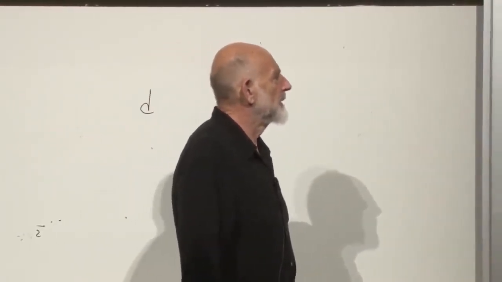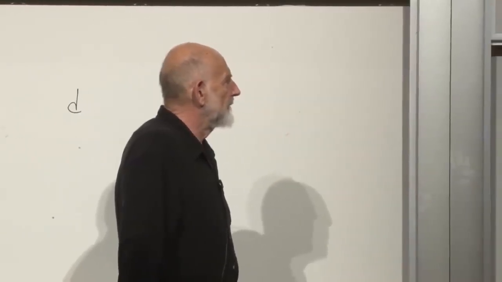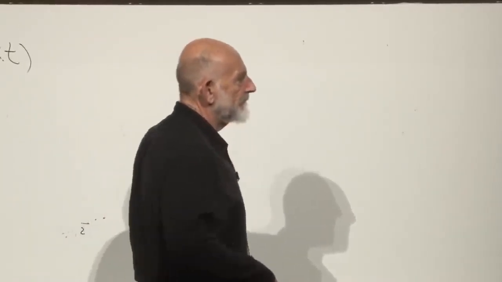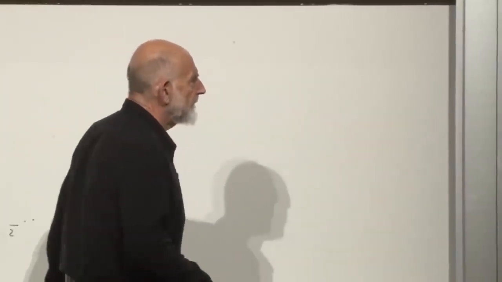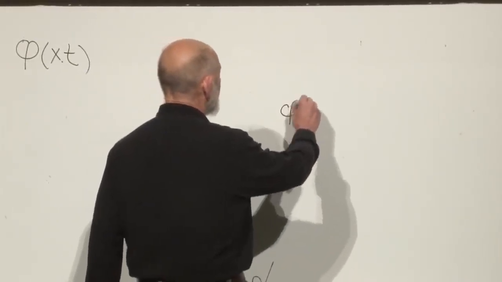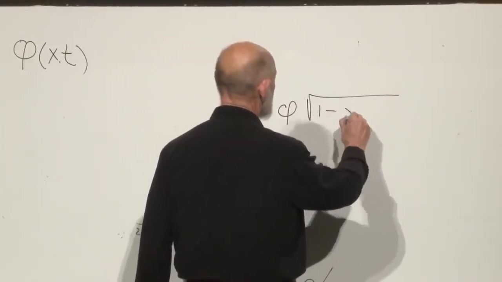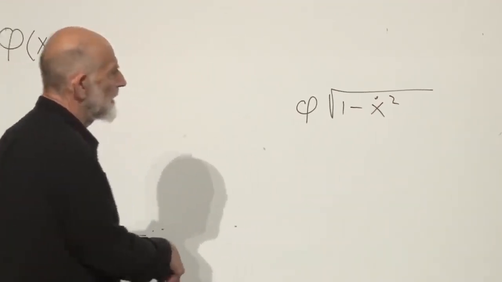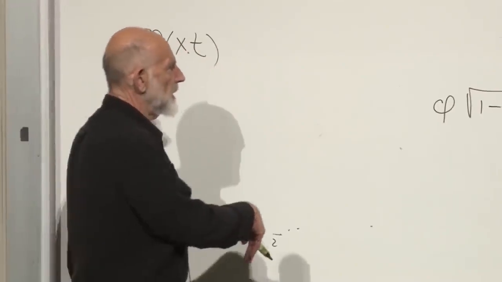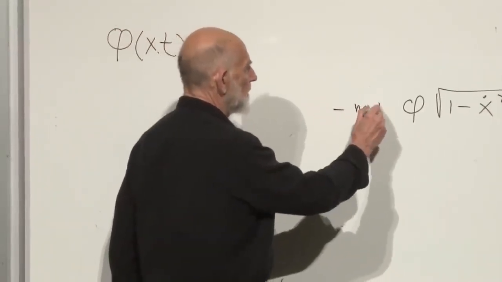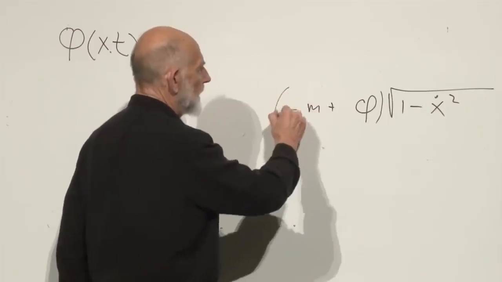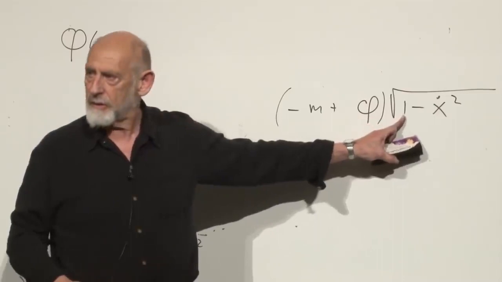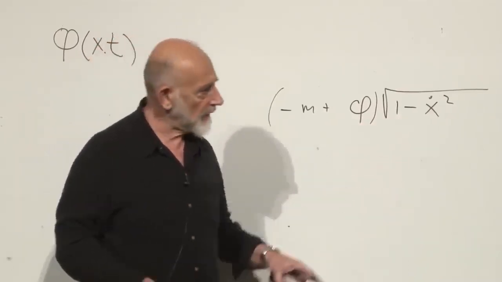Why is d phi dx multiplied by the square root of 1 minus x dot squared, as opposed to x dot squared over the square root of 1 minus x dot squared? Well, the Lagrangian had phi times the square root of 1 minus x dot squared. That was in the Lagrangian, right? Was it with a minus sign? No, it was with the plus sign. It was minus m plus. Okay? When I differentiated phi with respect to x, it still contained the factor, right? Okay, so that's there.